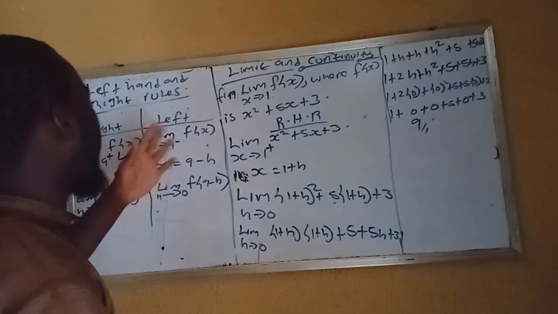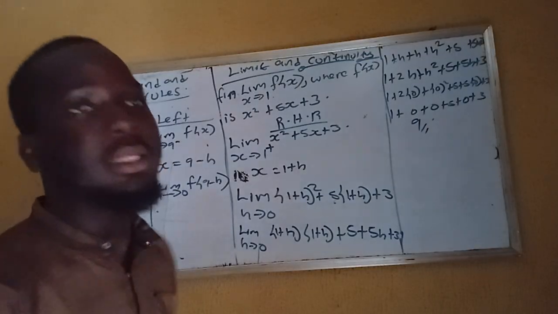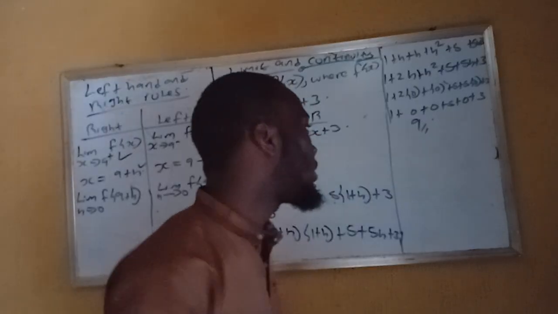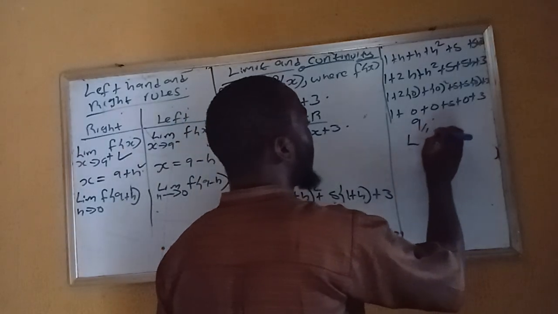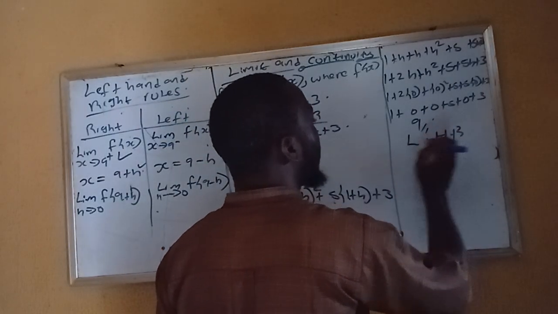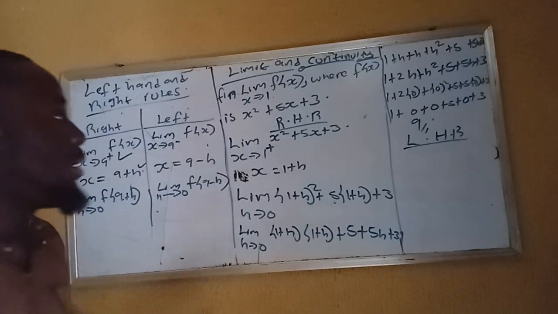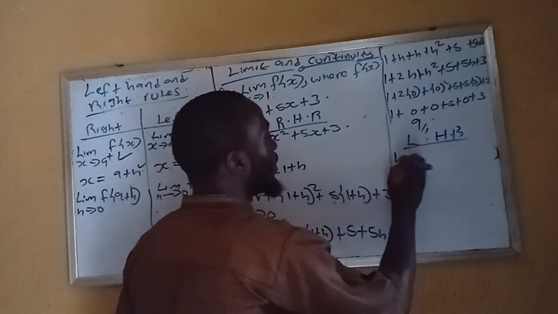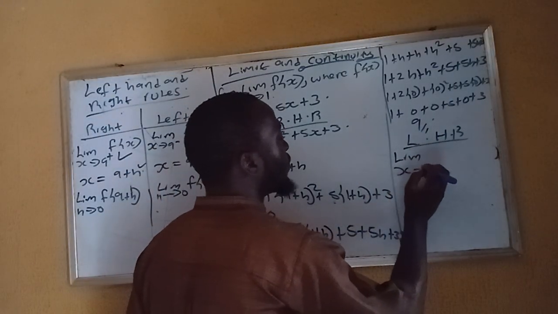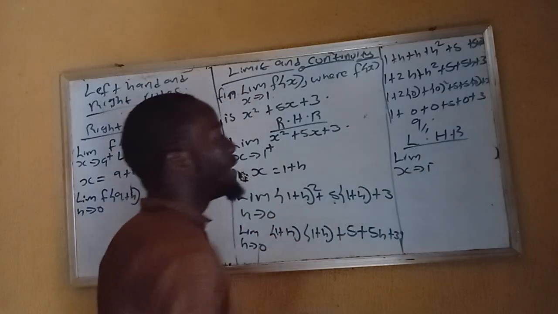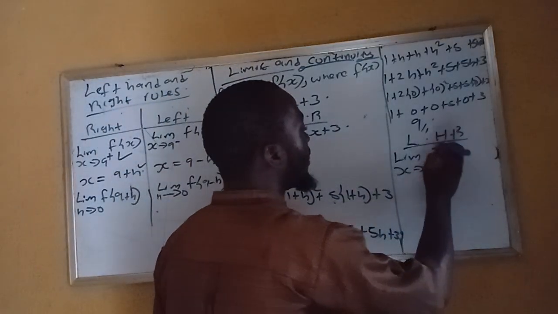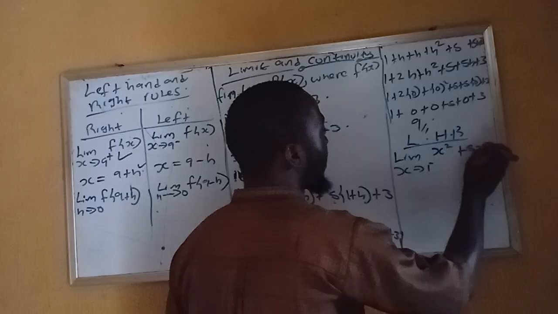Now let's check using the left hand rule. I'm going to get the same thing. If you get the same thing, definitely the limit does exist. Now using the left hand rule, the LHR, the same process. We are just going to be using minus. First step, it will be the limit as x tends to 1 minus of x squared plus 5x plus 3.